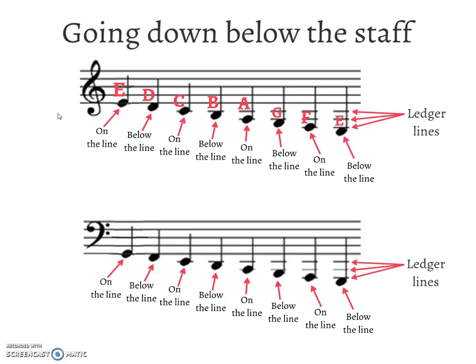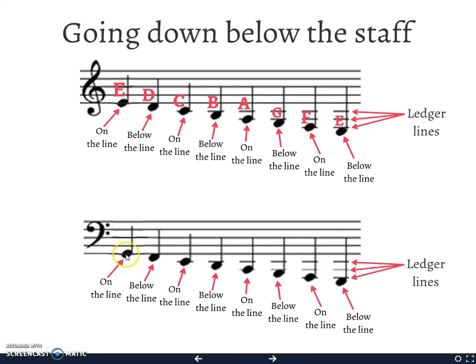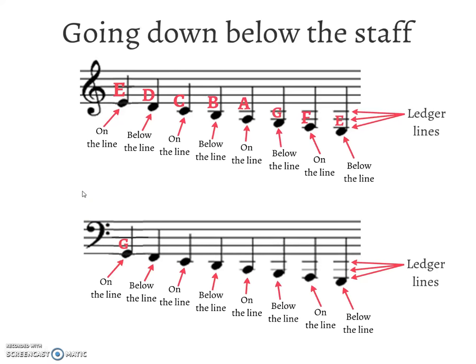Same concept on the bass clef, except G is for George. We start on G. Then we go backwards one in the alphabet. F. Backwards one. E. D. C. B. A. And then G. And that is all there is to ledger lines.